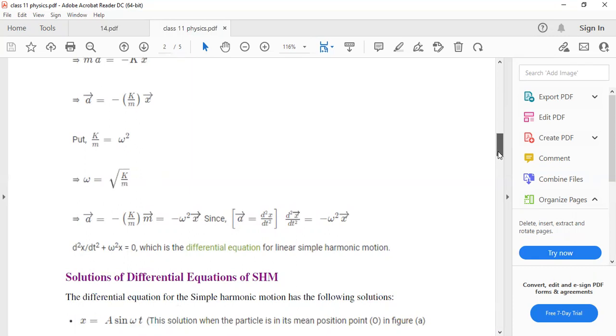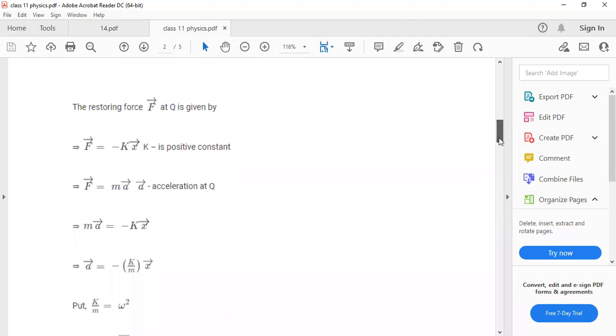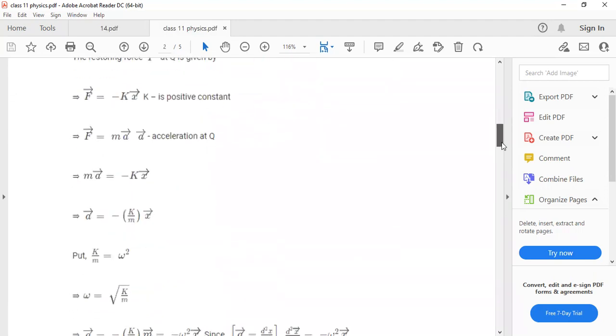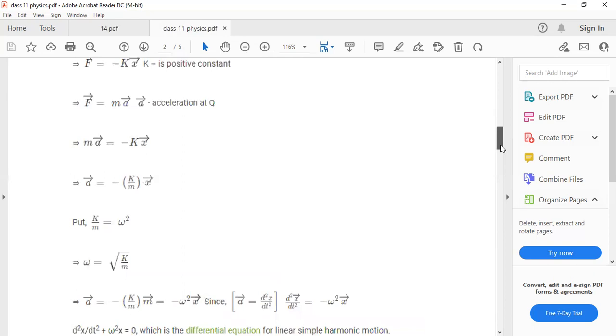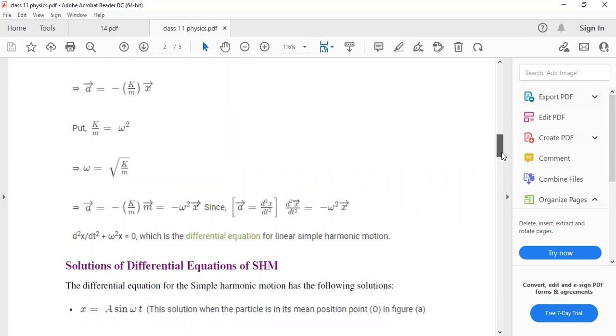Let us see this again. First we know that the restoring force F vector at point Q is equal to minus K into X vector. And the acceleration at point Q in this diagram is given by F vector equal to M into A vector. So when we equate both equations, MA vector equals minus K X vector, so A vector becomes minus K by M into X vector. And by putting K by M equal to omega square, omega becomes under root K upon M.